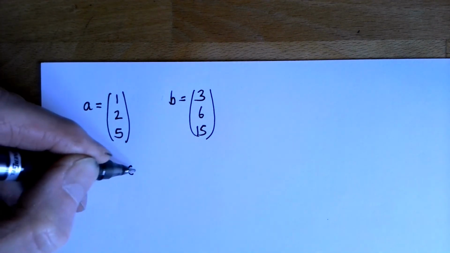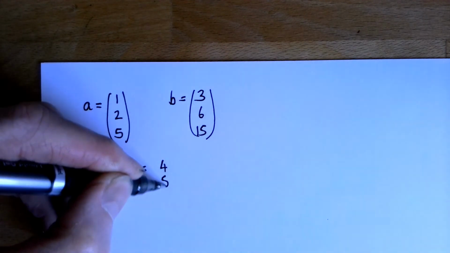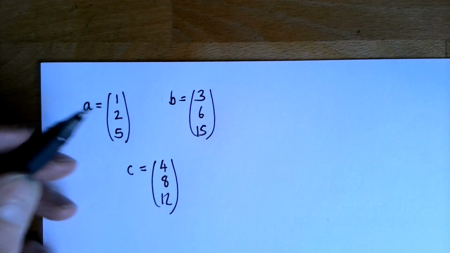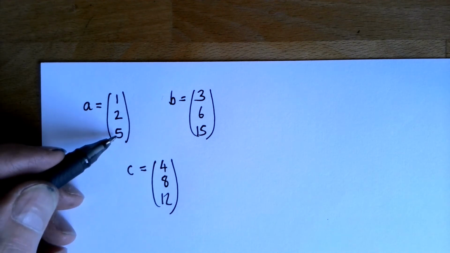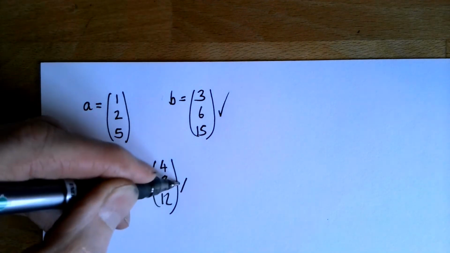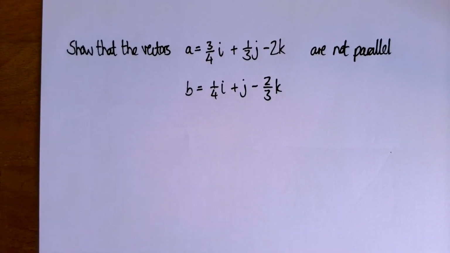However, this vector is not parallel to this one, because although the first two numbers have multiplied by 4, the third number has not. So this one is parallel, that one is not parallel. So here's a question, and I've got to show these two vectors are not parallel.